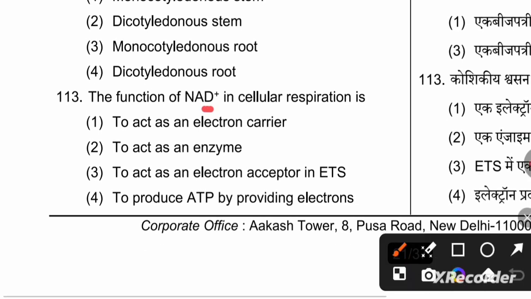The function of NAD+ is what? It is going to act as an electron carrier.